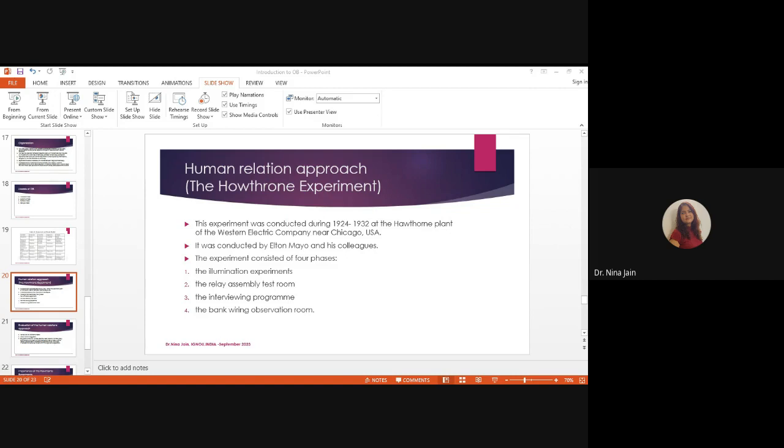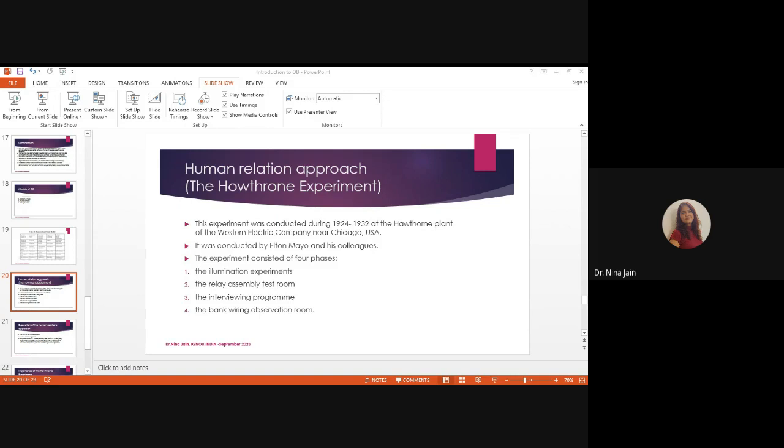Illumination means related to light. So you can always understand this. The test group was exposed to different intensities of light: the control group with normal illumination, and the test group with low to high illumination. For the test group, we are changing the intensity of light from low to high.